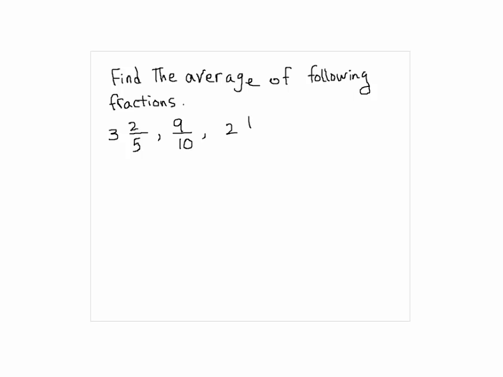So we have three numbers here. We want to find the average. The first thing we do is add all the numbers and divide by the number of terms. In this case, we have three numbers, so we have to divide by 3. To add a mixed number, we can line up the whole numbers and mixed numbers like this.